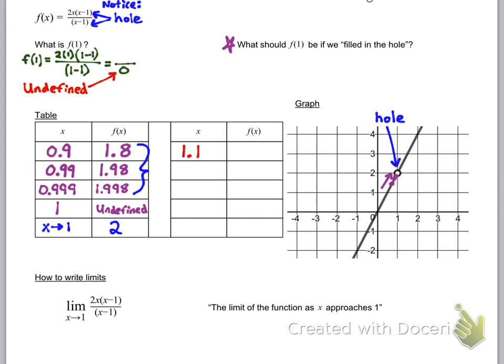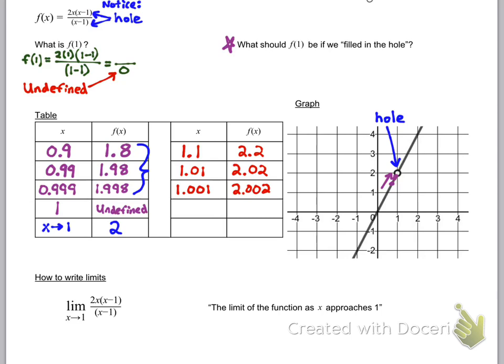So let's go from the other side. Let's try 1.1. We're going to try numbers just a little bit bigger than 1, and we're going to slide those back down to get closer to 1. So when you plug in 1.1, you get 2.2. If you plug in 1.01, notice we got a lot closer to 1, you get 2.02. If you plug in 1.001, you get 2.002.